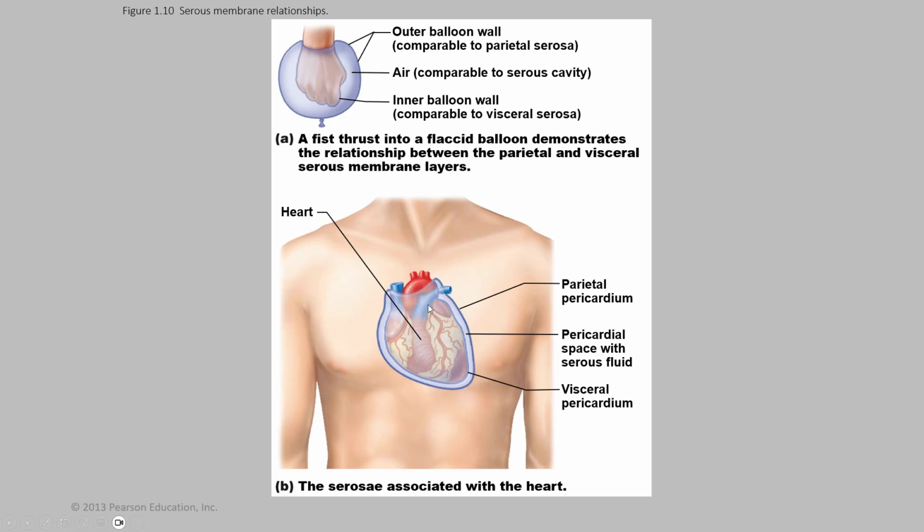Now, down here, they kind of give us an idea of what it would look like with the heart. The outer layer would be the parietal pericardium. It folds in on itself, lays directly on the surface of the heart. That's the visceral pericardium. And there is pericardial fluid within. And that pericardial fluid is acting as a lubricant to keep those layers from rubbing against each other every time the heart beats.